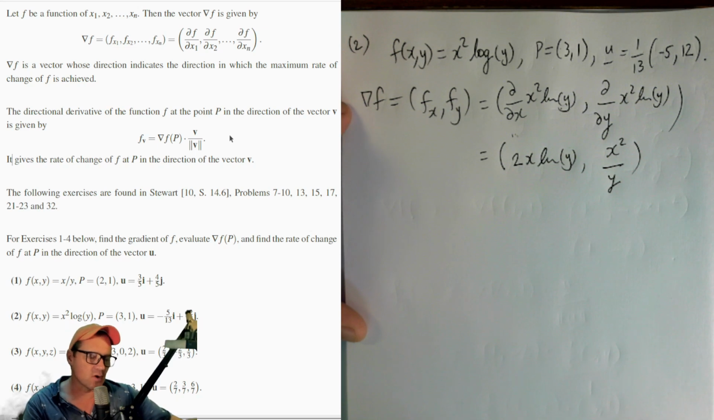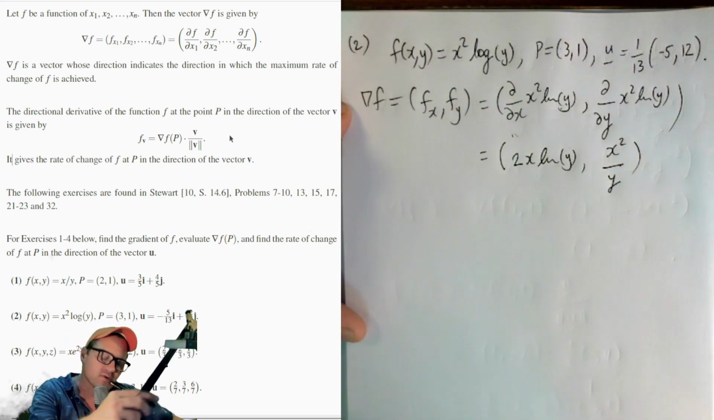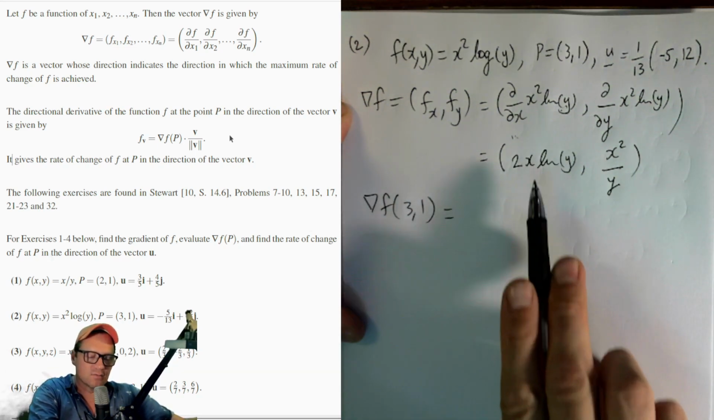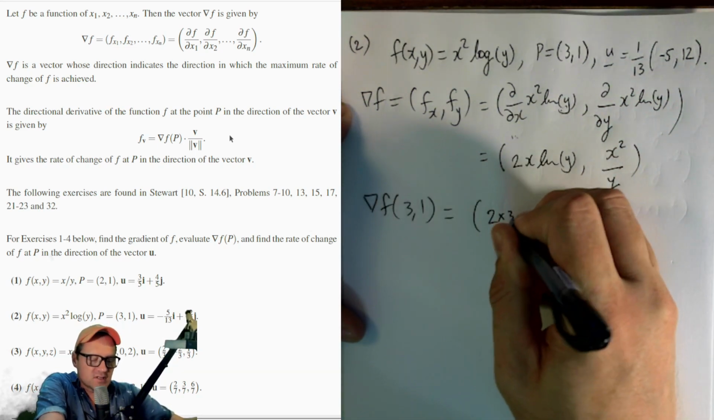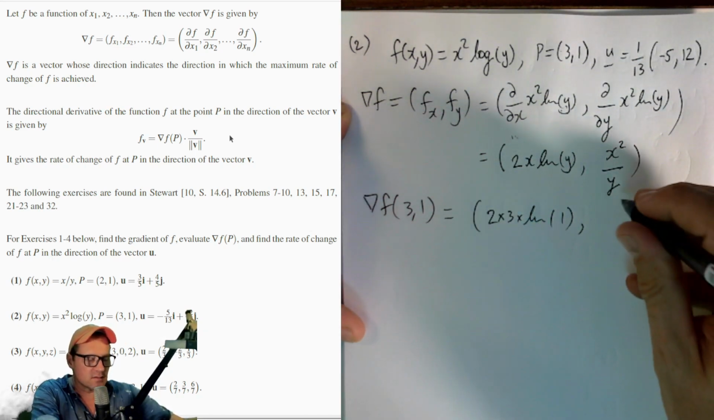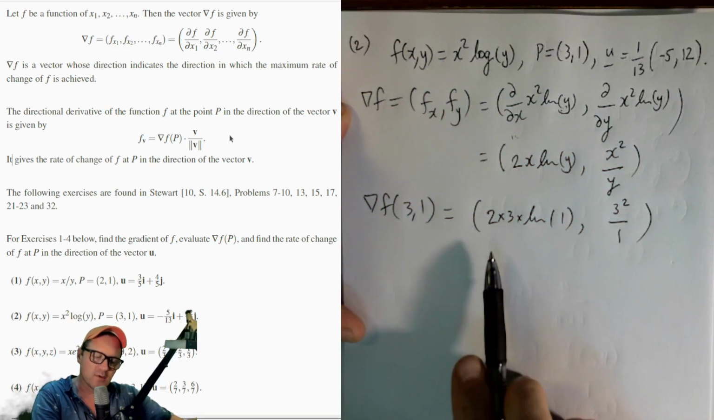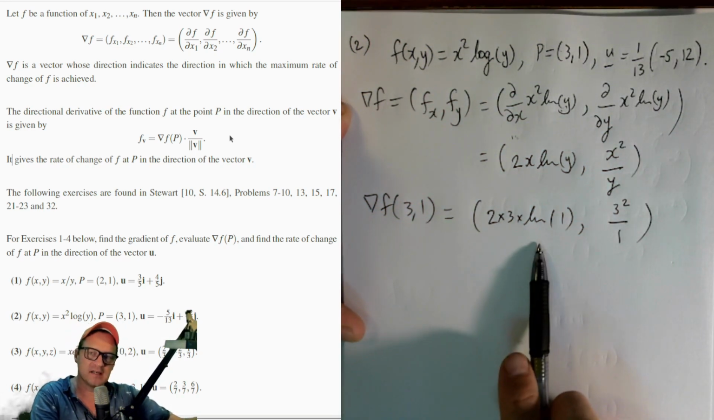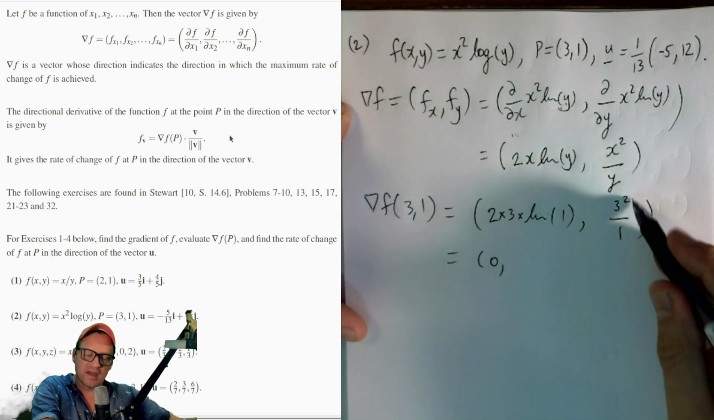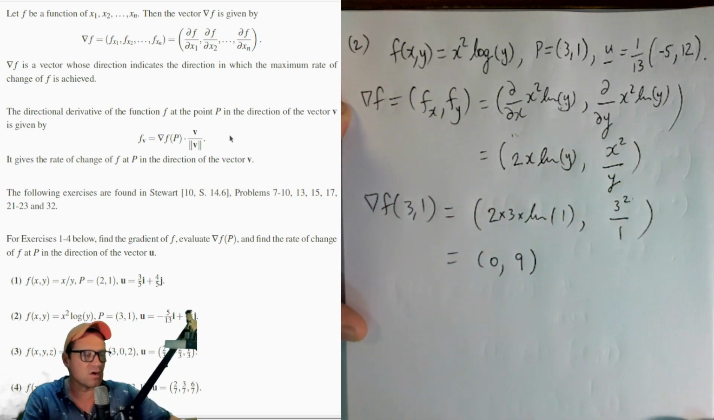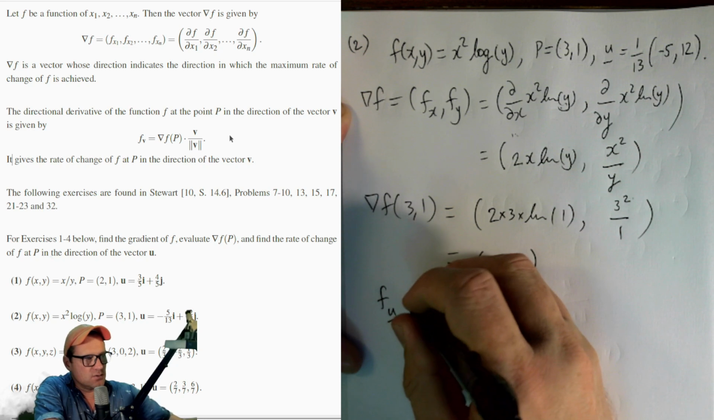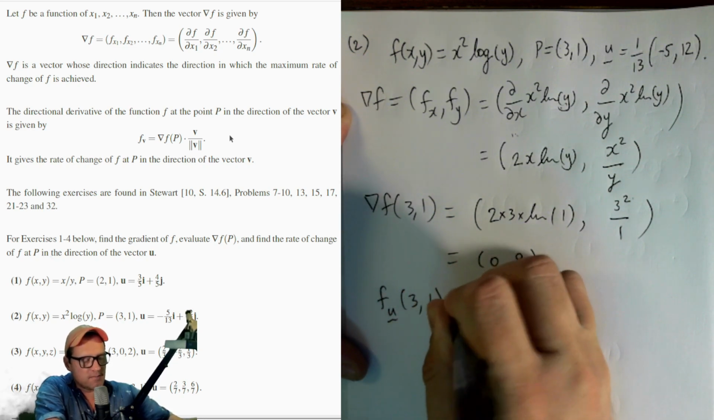Next we're going to evaluate this gradient vector at the point (3, 1). So grad f at (3, 1): substituting in x is 3 and y is 1, we have 2 times 3 times the natural log of 1, and then the y component is 3 squared over 1. So what do we get? We have 6 times the natural log of 1, but e to the power of 0 is 1, so this is 6 times 0, which is 0. And then over here we have 9 over 1, which is 9. So (0, 9).